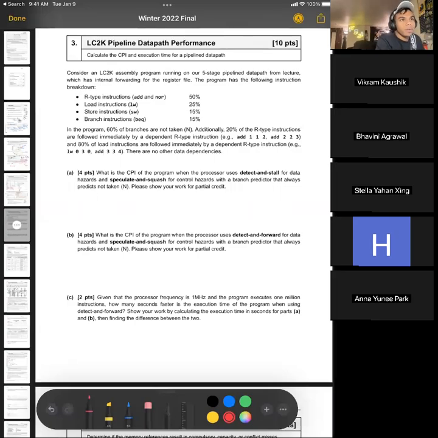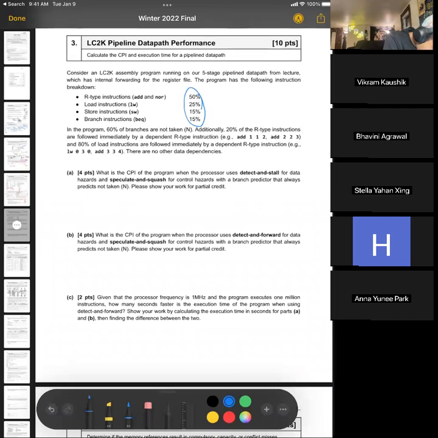Hi, everybody. Today we're going to be working on question 3 of the Winter 22 final exam. This question is asking us about pipeline performance. It gives us an example LC2K assembly program, and it gives us the relative percentages of each of the instructions.